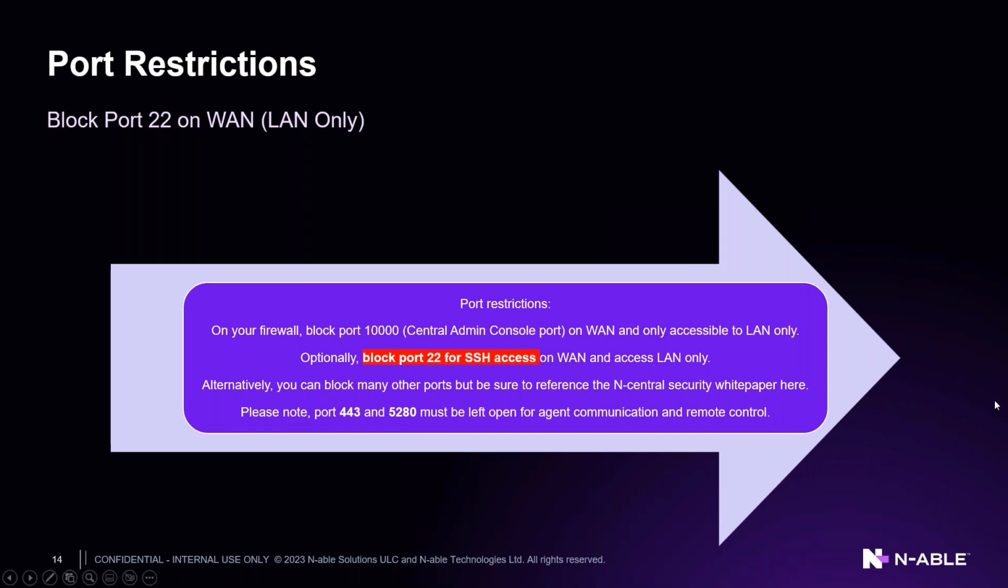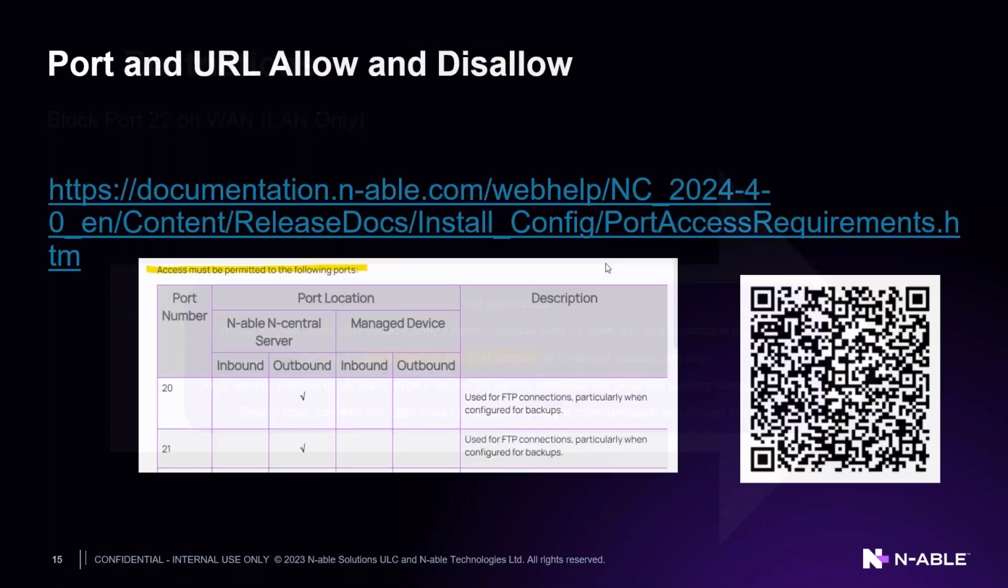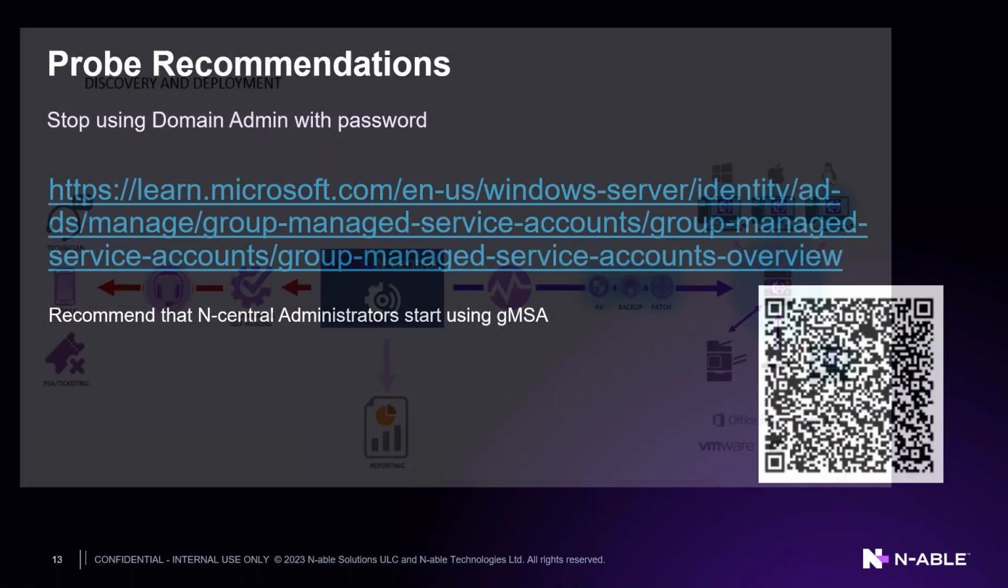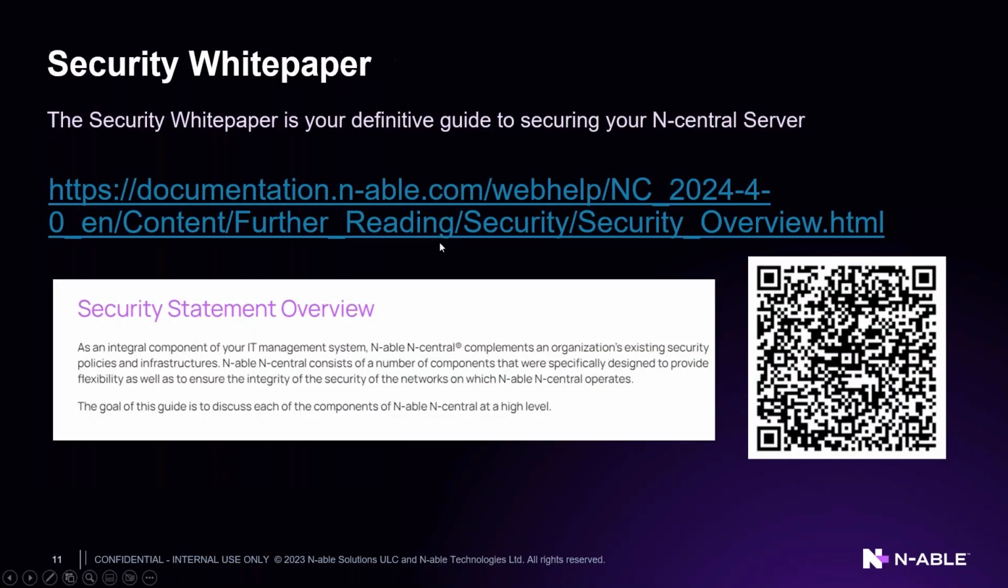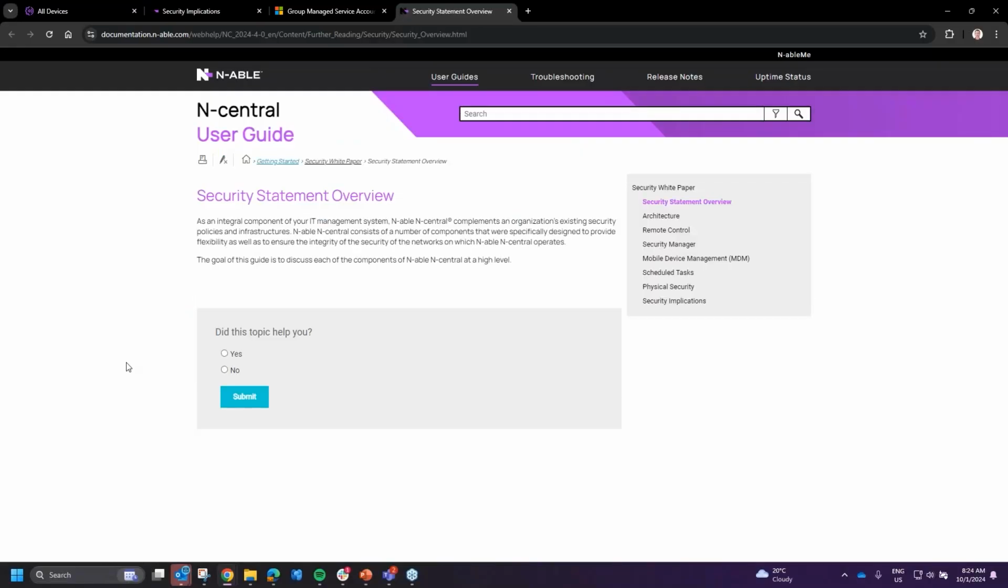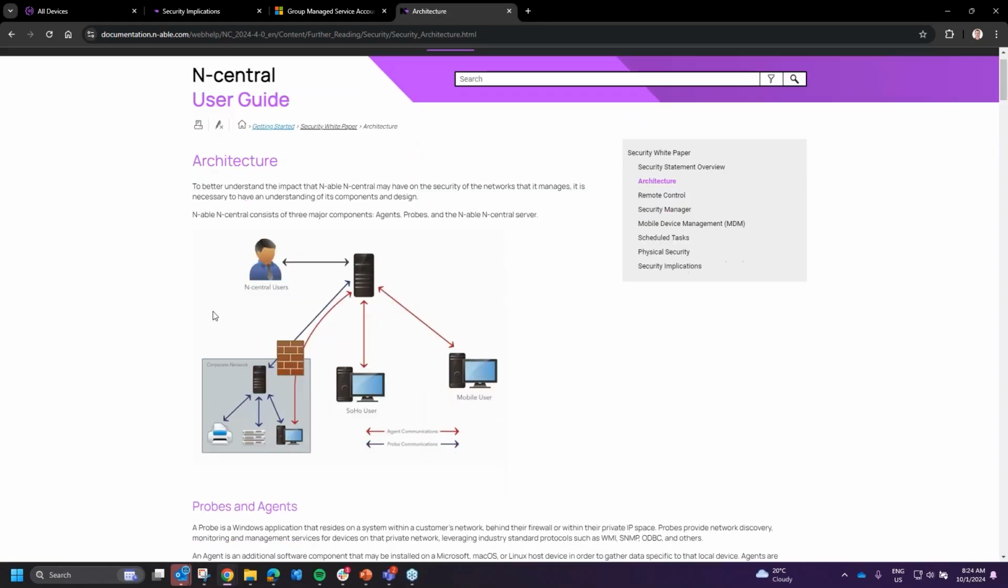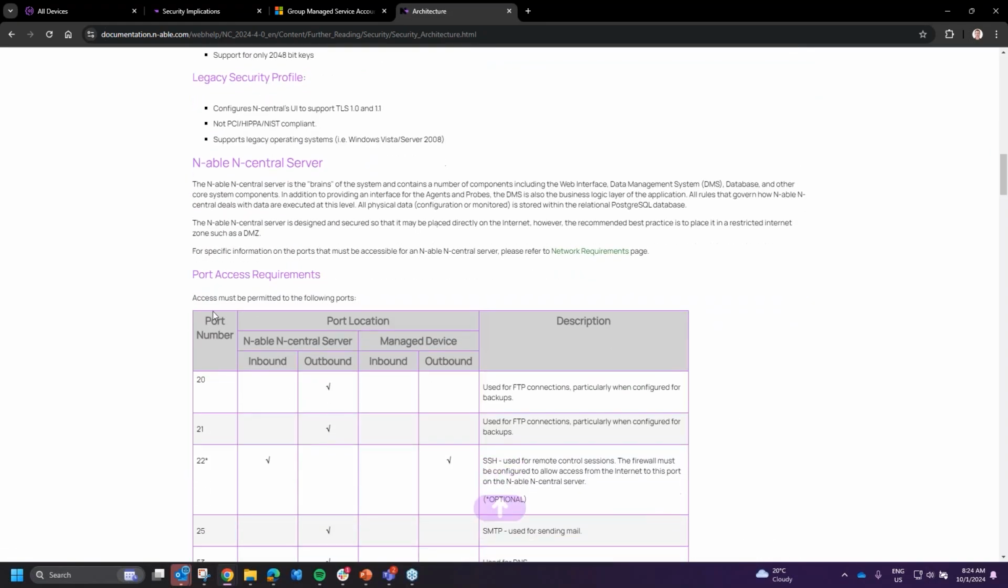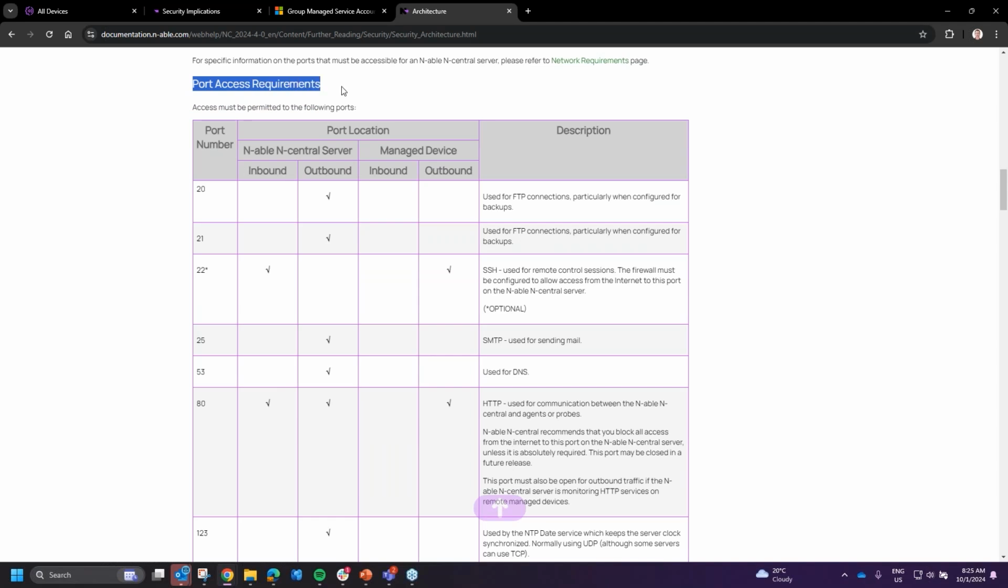Okay. Now I'm going to pull something up very quickly. I'll go back here to this, and we're going to go into architecture, because right here in this document, we have port access requirements. And it does say access must be permitted to the following ports. Now, we say this because ideally, this is what you should be allowing or disallowing in terms of allowing N-central to do its thing, right?